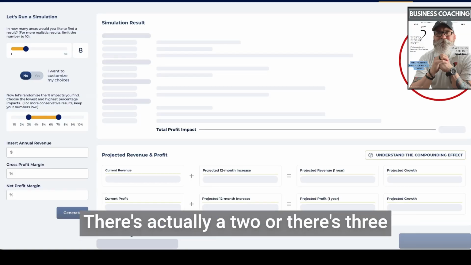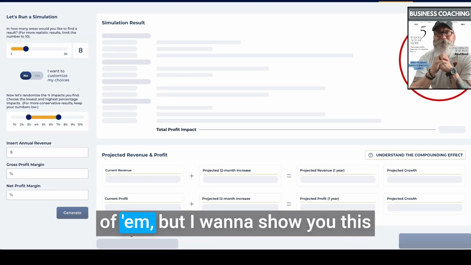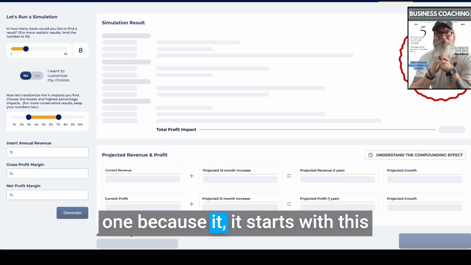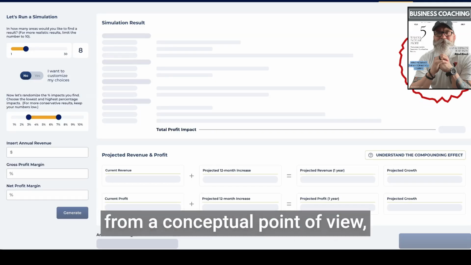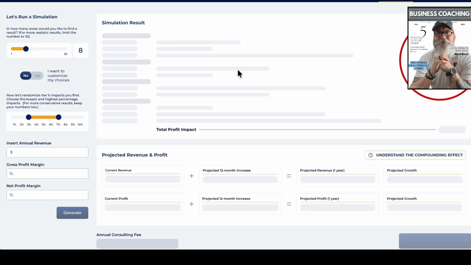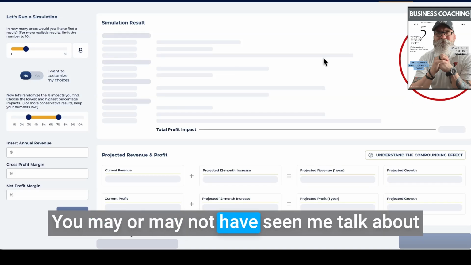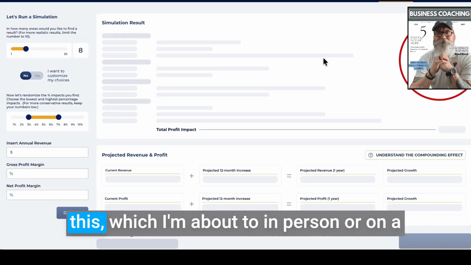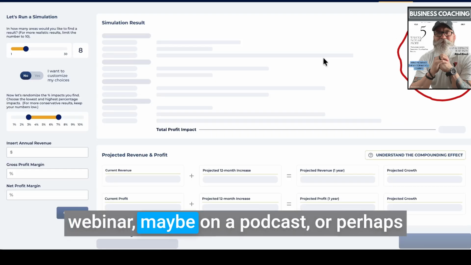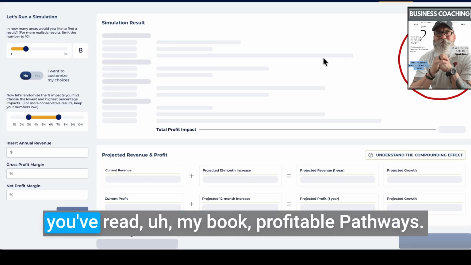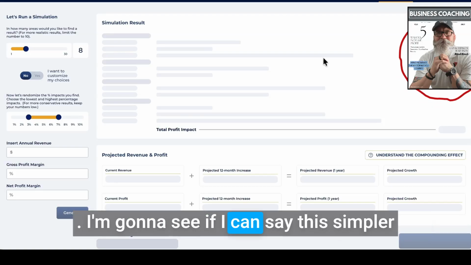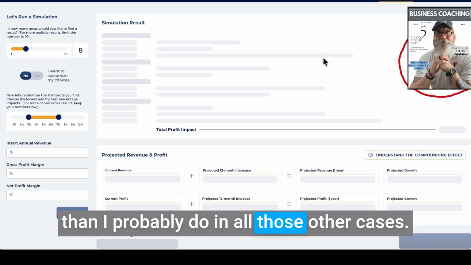There's actually three of them. But I want to show you this one because it starts with this from a conceptual point of view. You may or may not have seen me talk about this, which I'm about to, in person or on a webinar, maybe on a podcast, or perhaps you've read my book, Profitable Pathways. I'm going to see if I can say this simpler than I probably do in all those other cases.